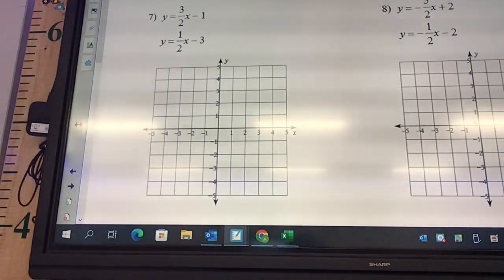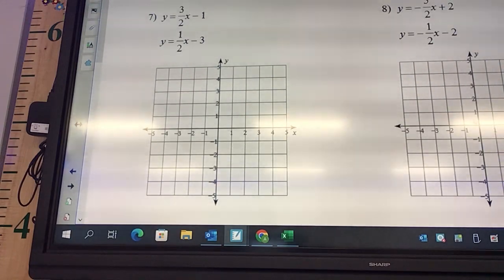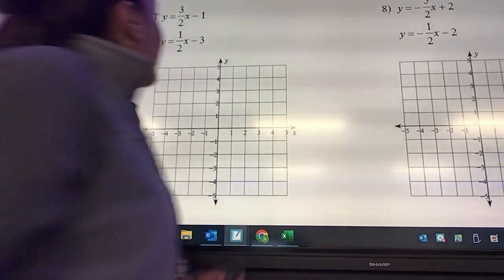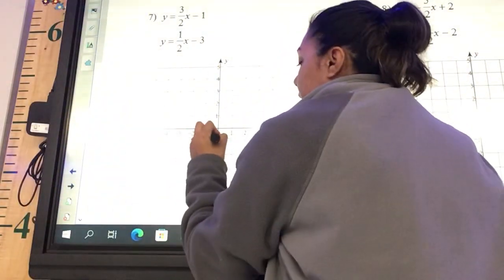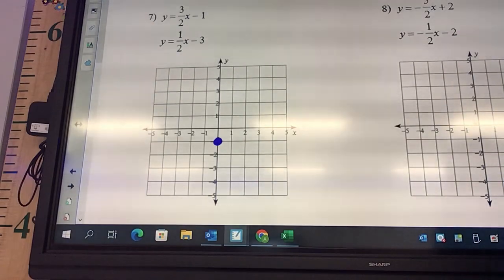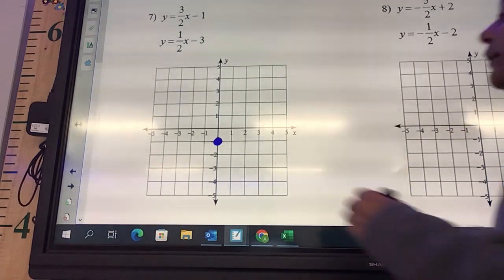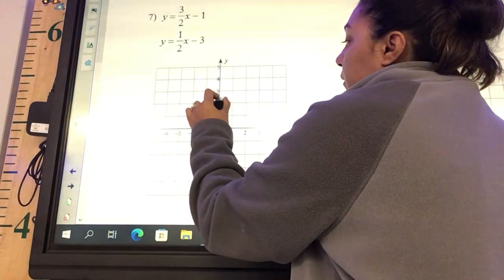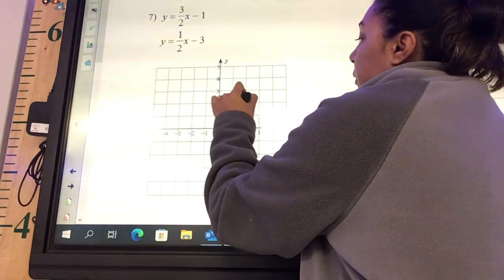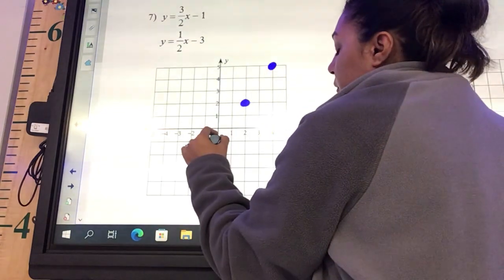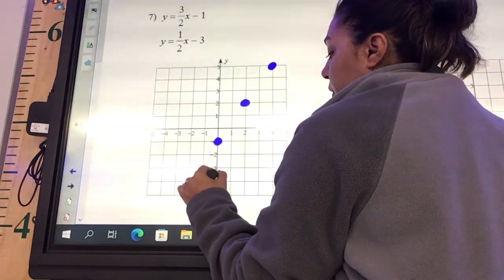Okay, where does our first graph start? -1. What is our slope? 3 over 2. So we're going to go up 3. 1, 2, 3, over 2. Which way? To the right. Up 3, 1, 2, 3, over 2. We can go down 3. 1, 2, 3, over 2.